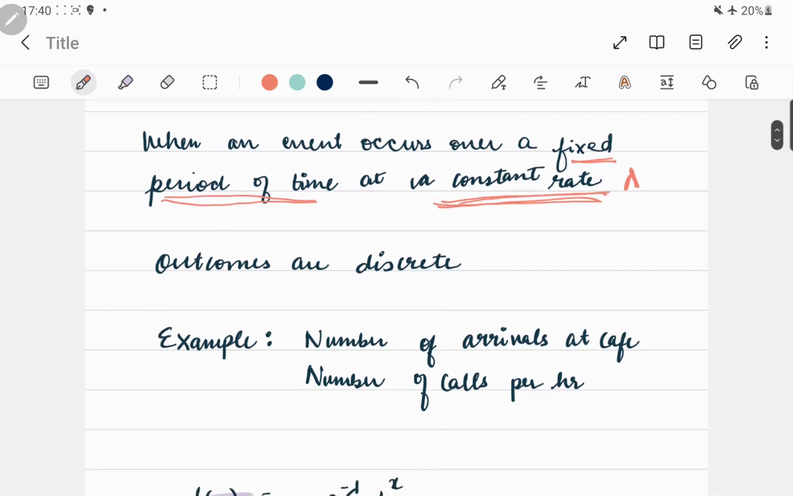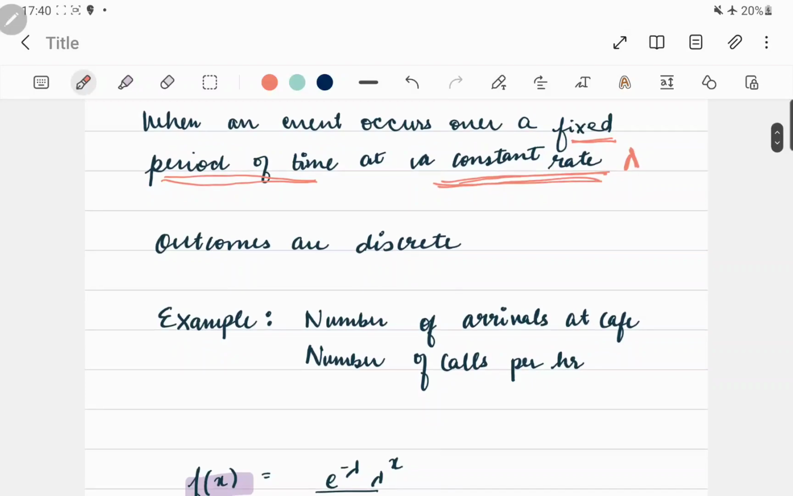Okay, so for example, the number of arrivals at a cafe. Okay, so at a particular place, the number of arrivals that are occurring, or the number of calls that are occurring in a call center every hour. Okay, so that is when Poisson distribution comes into the picture.